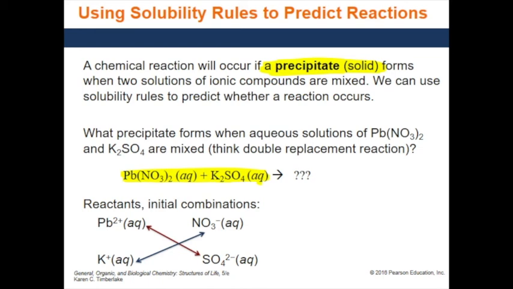So if you can't remember that concept, go back and look through the video on types of reactions, types of chemical reactions.